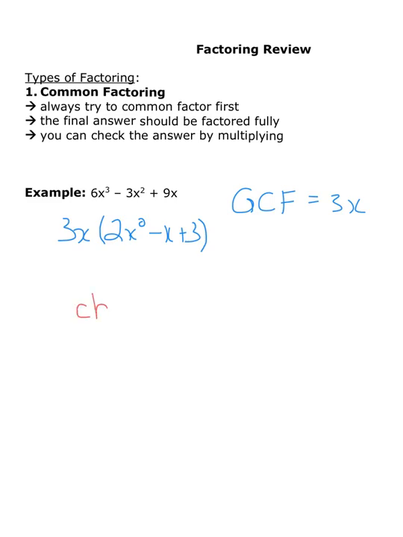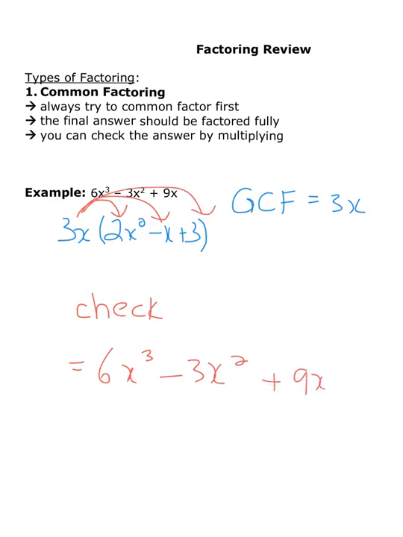And then it is always a good idea to check your work by expanding the brackets. So here I get 6x cubed, and then I get minus 3x squared, and then I get plus 9x, which is the original question that I was asked to factor. So the question was in standard form, and the expression that I got when I factored is called factored form.